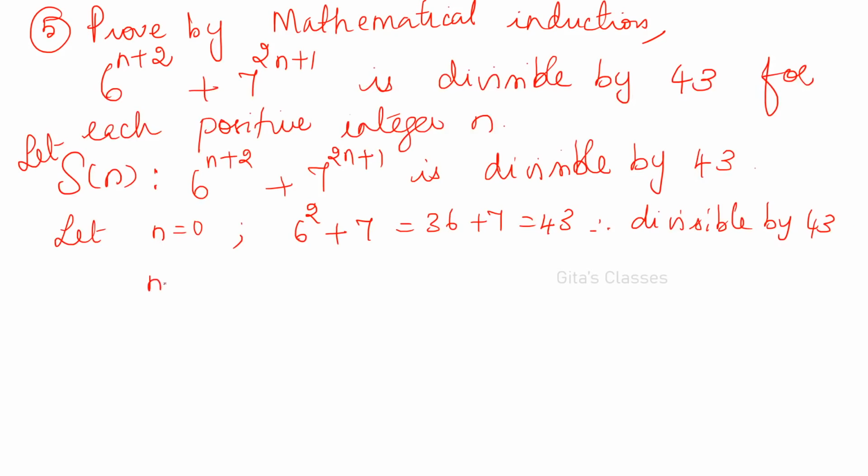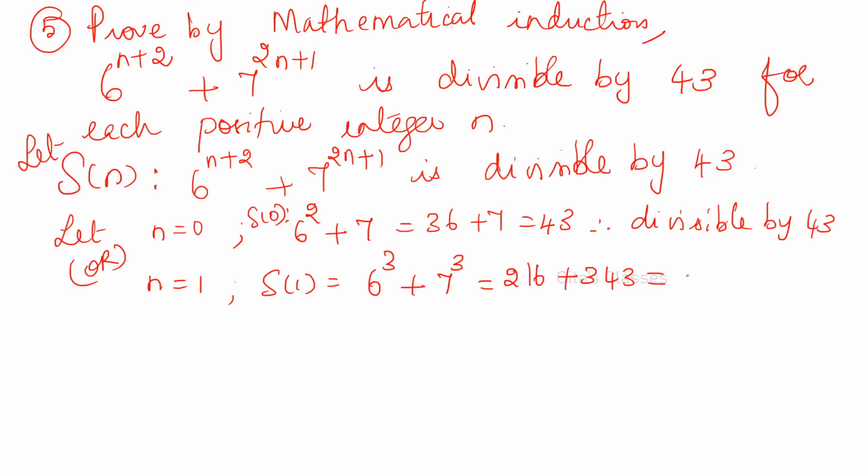Either you can prove for 0 or for n is equal to 1. Then S(1), what will you get when you substitute n is equal to 1? 6 power 3, that is n plus 2, plus 7 power 2n plus 1, which is 7 cube. That is 216 plus 343. The answer is 559. You can check, it is also divisible by 43.